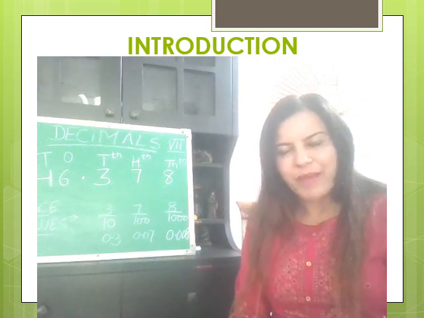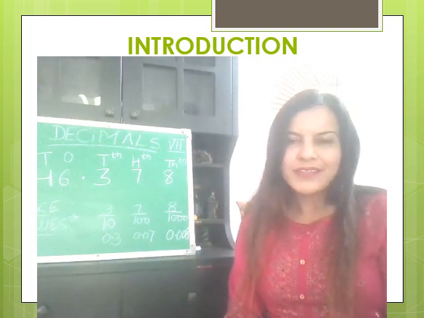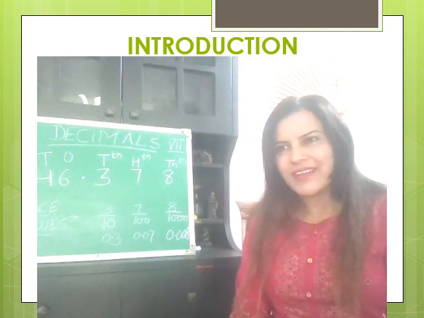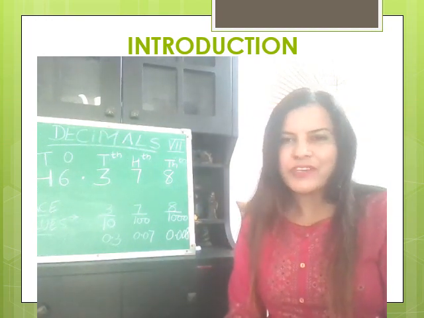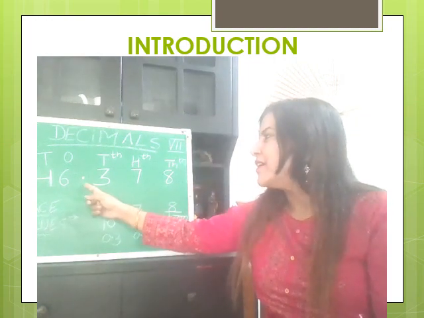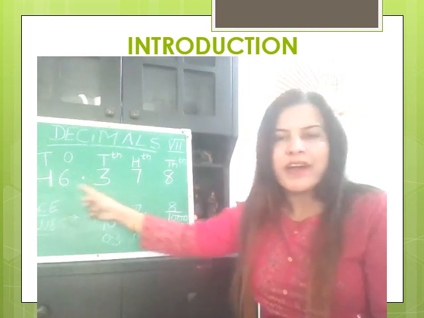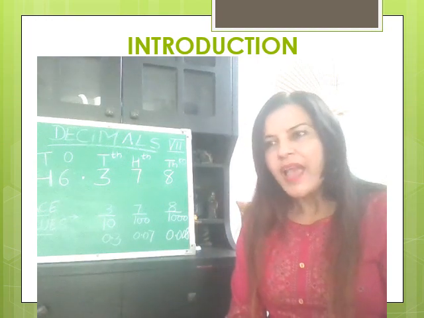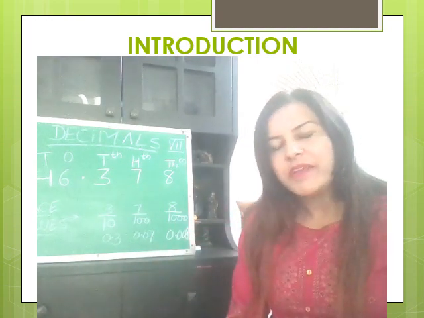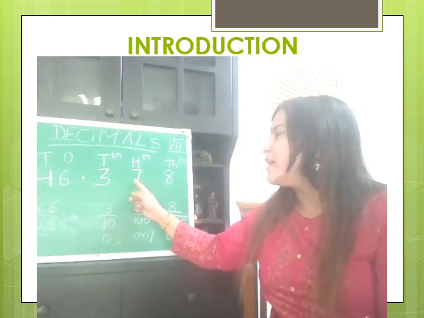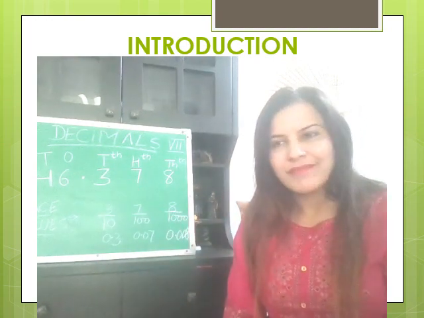Let's quickly recap some of the decimal concepts that you have already learned in your previous classes. A decimal number has two parts separated by a dot called a decimal point. The two parts are the whole number part and the decimal part. As we move to the right of the decimal point, each place is 10 times smaller than the previous one.